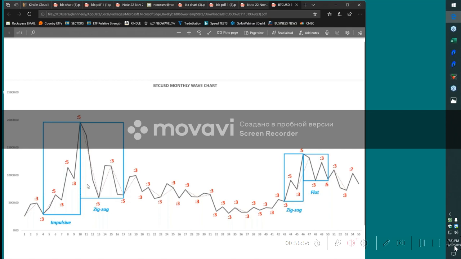Otherwise, you can't call this a zigzag. Remember, in a C wave of a zigzag, the C wave has to break this low. The fact that it didn't means something else is going on. So the first thing you would notice is that it didn't take enough time before it could have finished anything. Then it kept bouncing around.